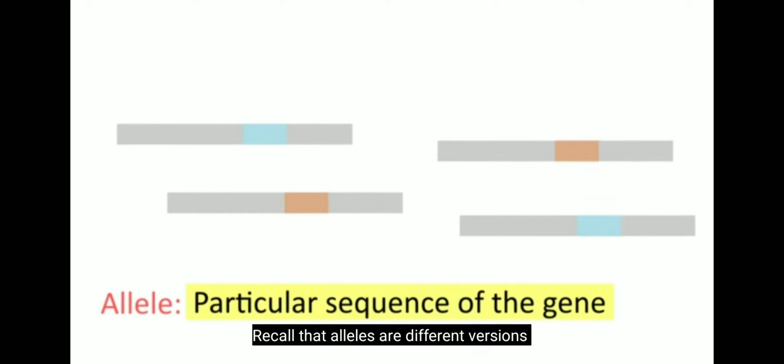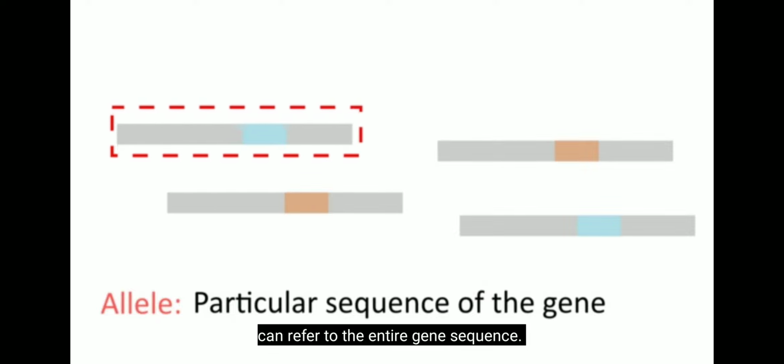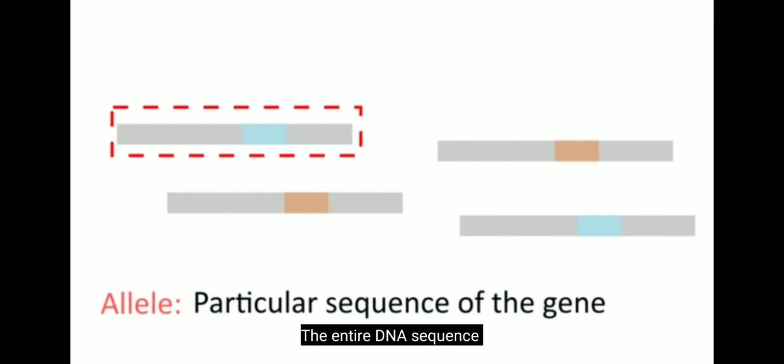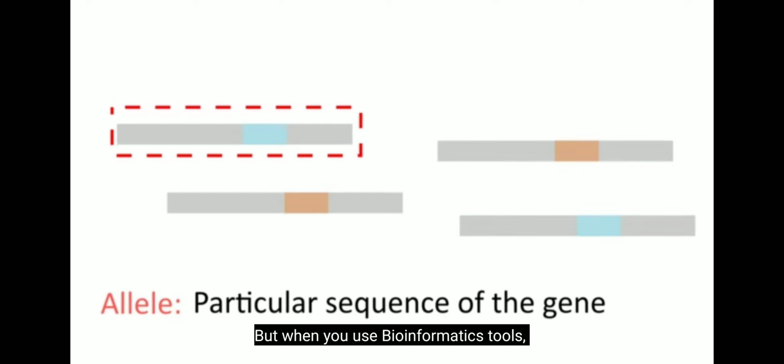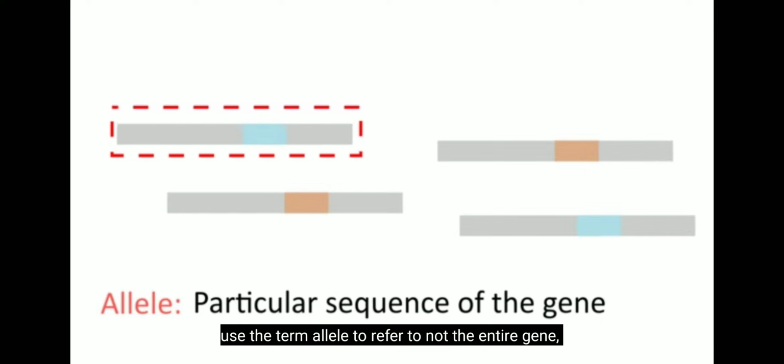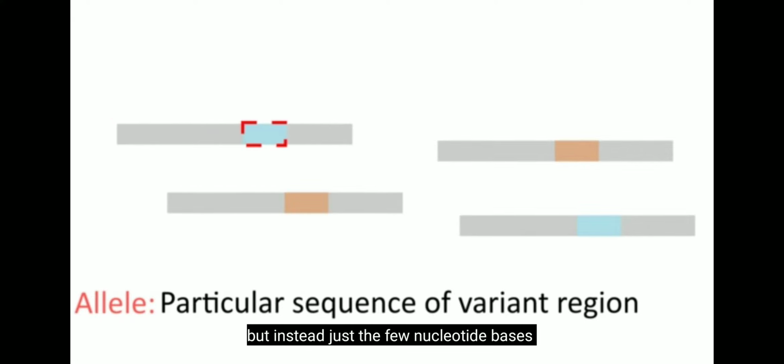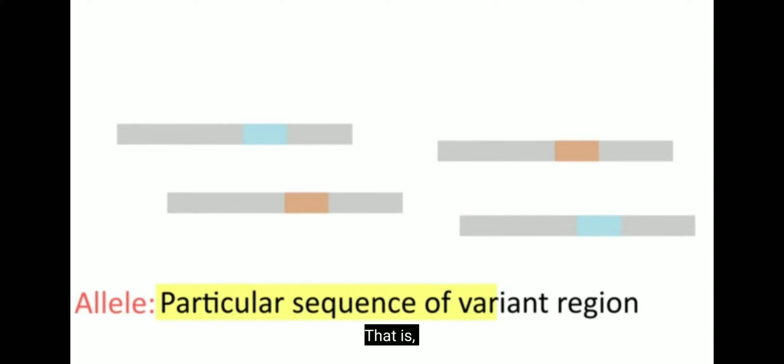Recall that alleles are different versions of a gene in which there is variation. The term allele can refer to the entire gene sequence. The entire DNA sequence coding for blue eyes can be called an allele of the eye color gene. But when you use bioinformatics tools, you will find that some tools use the term allele to refer to not the entire gene, but instead just a few nucleotide bases which actually vary. That is, the sequence at the variant region.